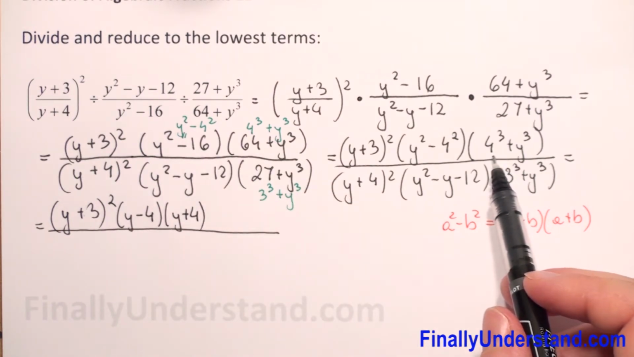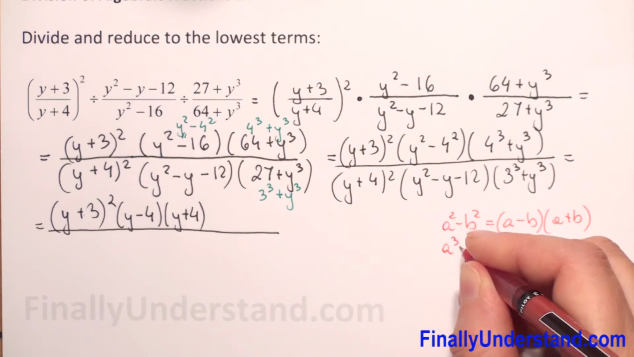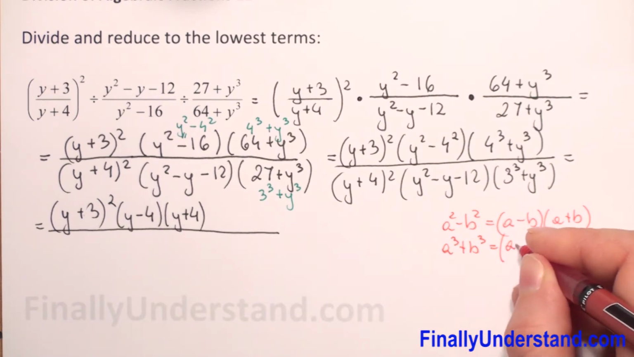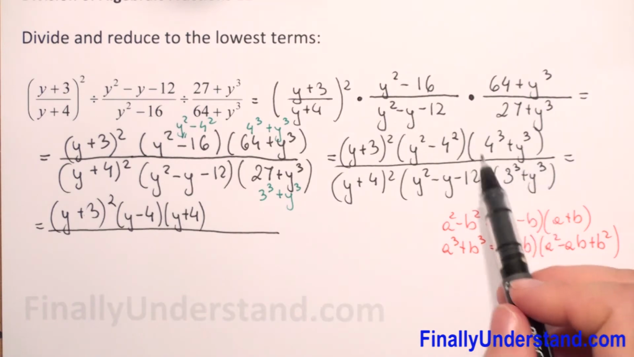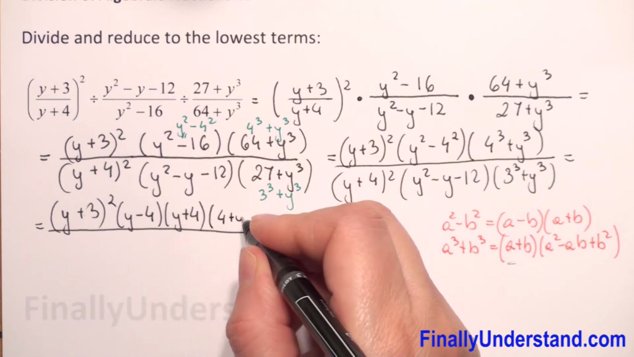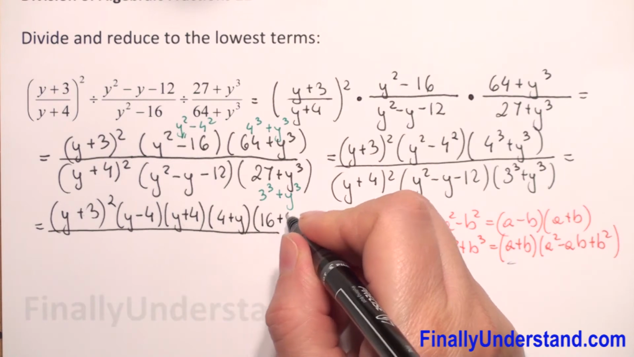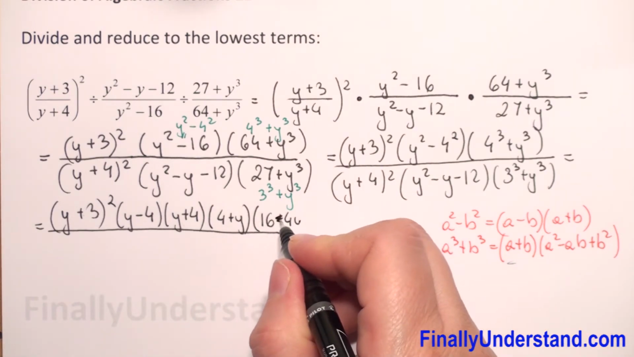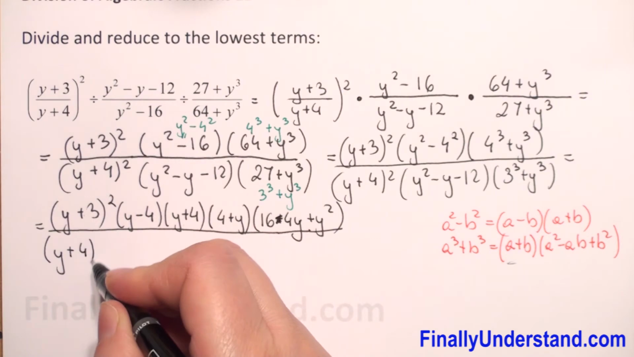we have a sum of two perfect cubes. So let me remind you of the formula. When we have a cubed plus b cubed, this is equal to (a plus b) times (a squared minus ab plus b squared). So now we can rewrite the third parenthesis and we will use this formula. So we will have (4 plus y) times (4 to the second power, so it will be 16, minus 4y, plus y squared), close parenthesis, and in the denominator we have (y + 4) to the second power.